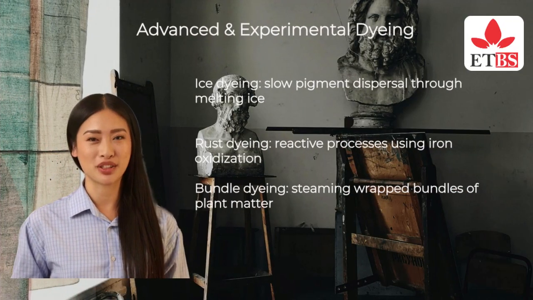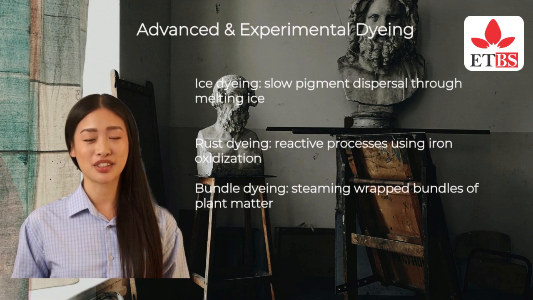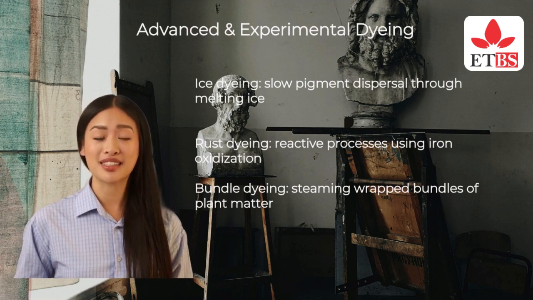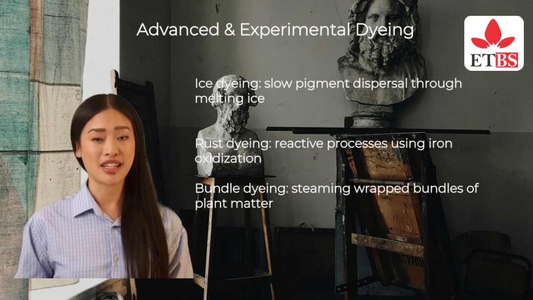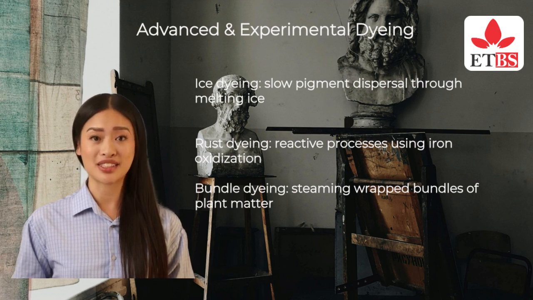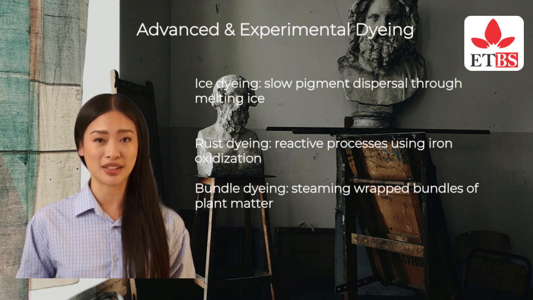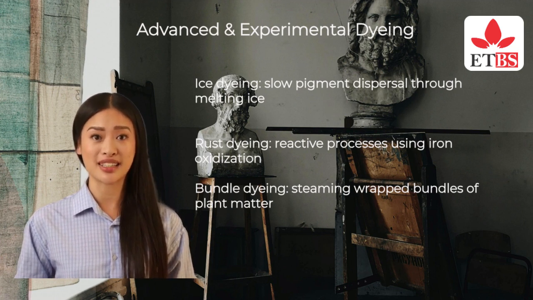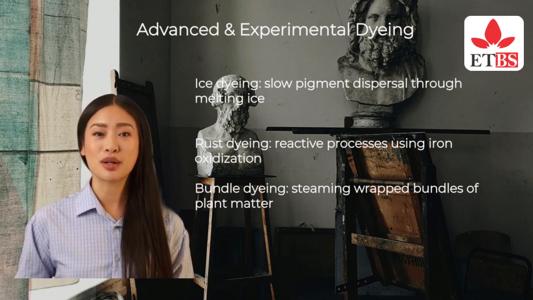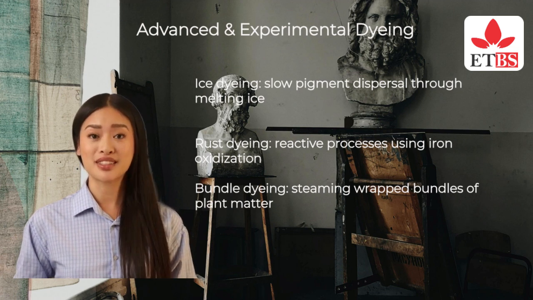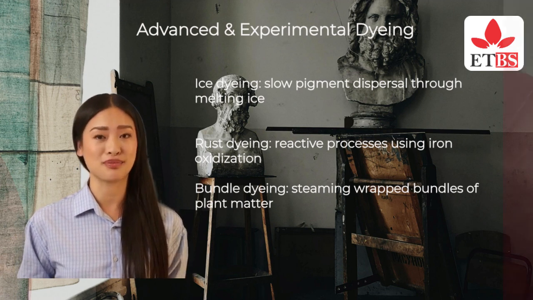Advanced and experimental dyeing. Ice dyeing, slow pigment dispersal through melting ice. Rust dyeing, reactive processes using iron oxidation. Bundle dyeing, steaming wrapped bundles of plant matter. Digital dyeing, inkjet dyeing with reactive inks. Thermochromic and photochromic dyes, color-changing textiles.